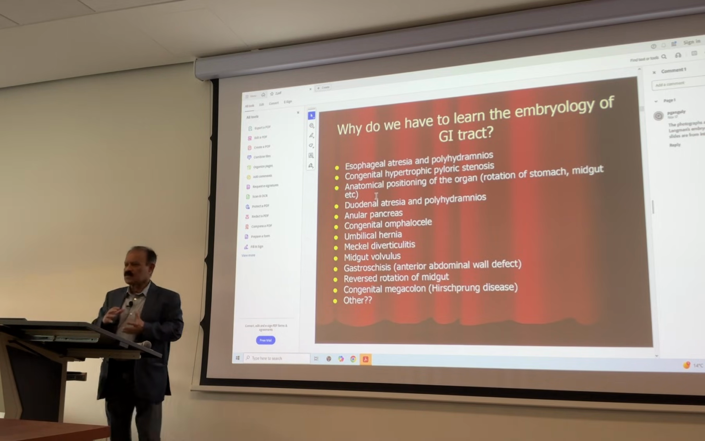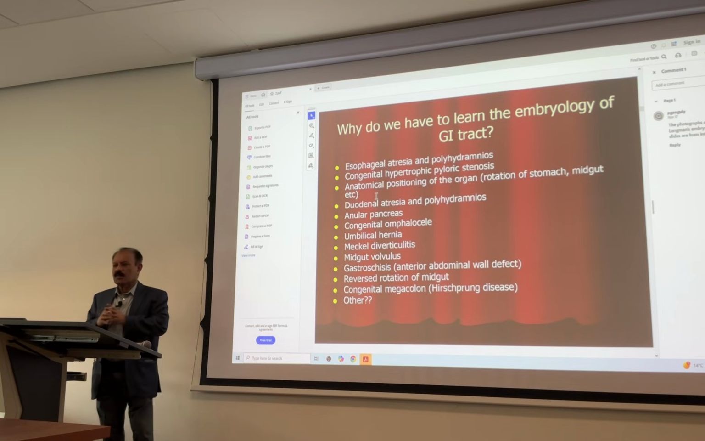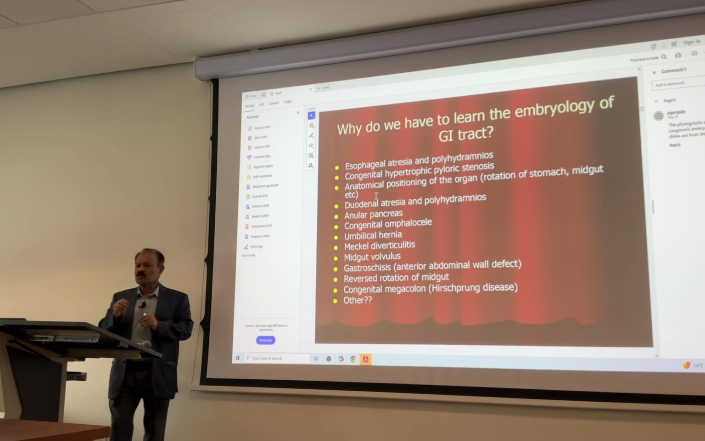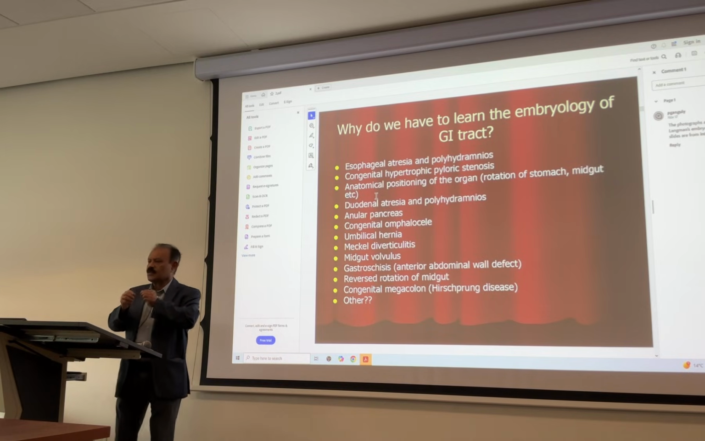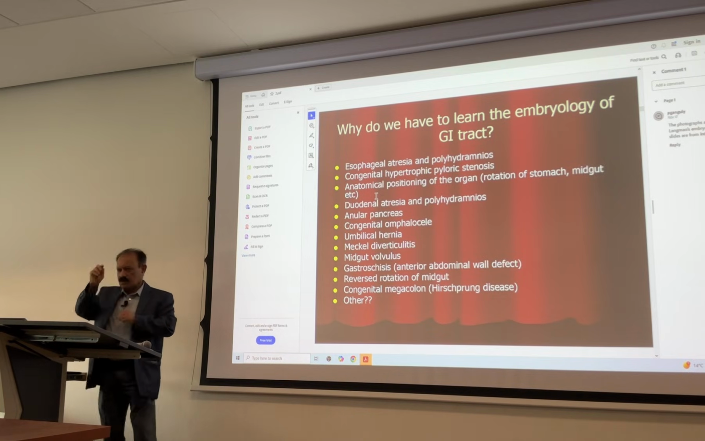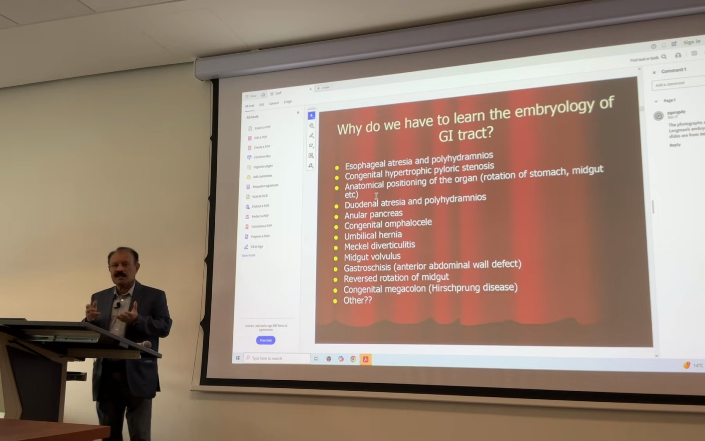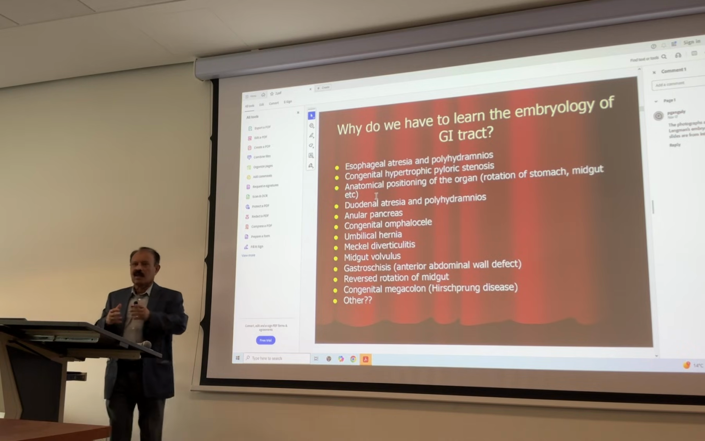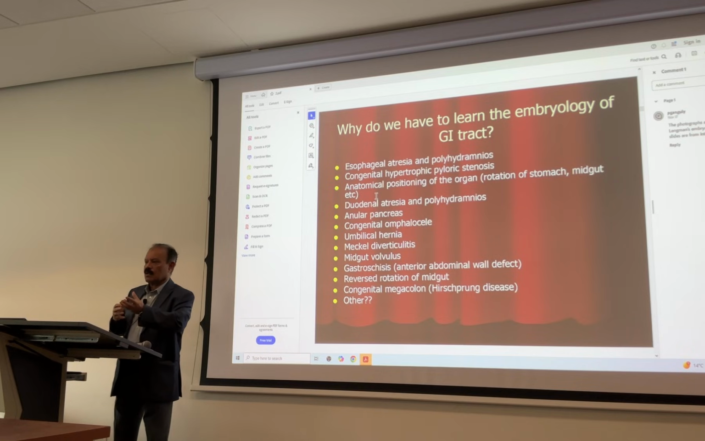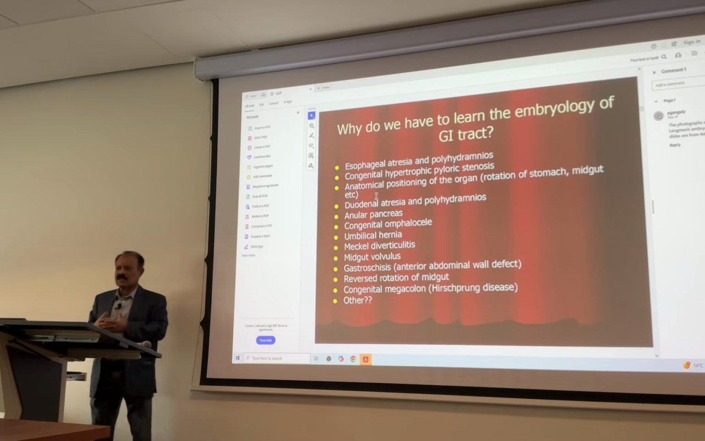Then the rotation problem. Everybody knows by now that if you are drawing the GI system, you have to put the transverse colon in front of the duodenum. Right? Sometimes the transverse colon may be behind the duodenum. Why did that happen? You open the abdomen and the transverse colon is behind. You cannot run away from the surgery. You say, oh my God, Dr. Paul, there is a transverse colon behind the duodenum. I cannot do anything. This will happen, so you have to understand the embryology.